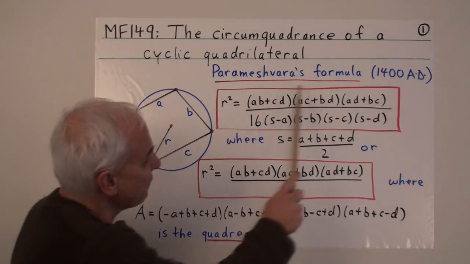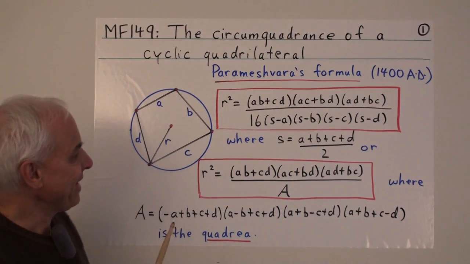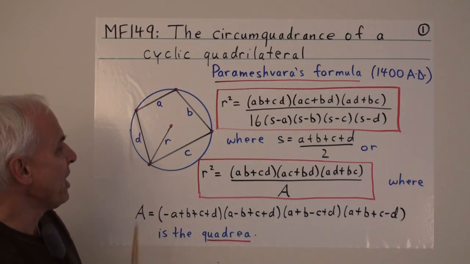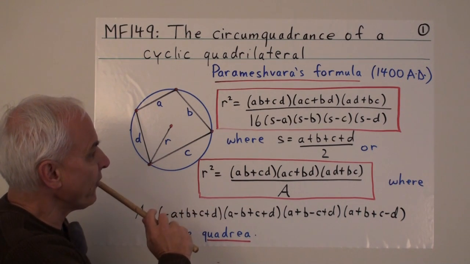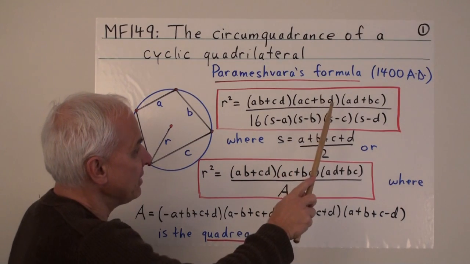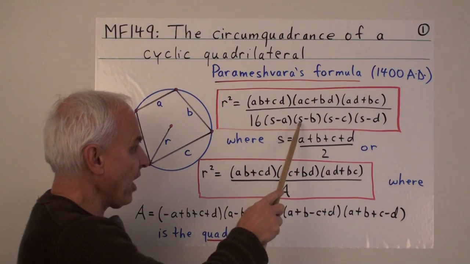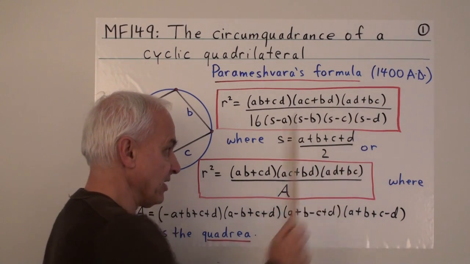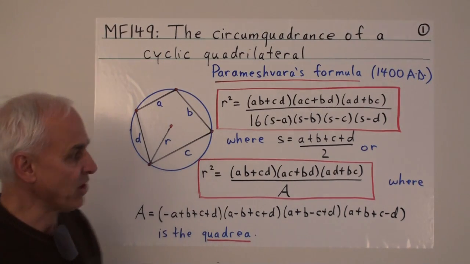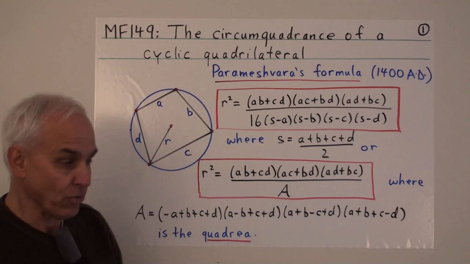Okay, and here's his lovely formula, which is a little bit reminiscent of Brahmagupta's formula. In fact, it contains a term very much like the one we find in Brahmagupta's formula. So it's that r squared equals the product AB plus CD, AC plus BD, AD plus BC, divided by 16 times S minus A, S minus B, S minus C, S minus D, where S is this semi-perimeter term that we've seen a number of times now, the sum of the four side lengths divided by 2.